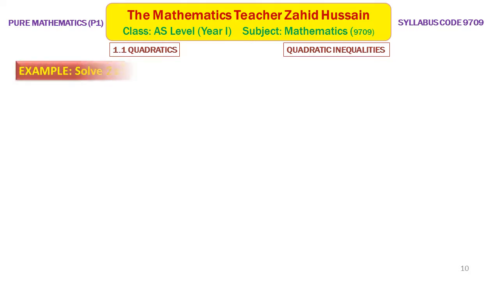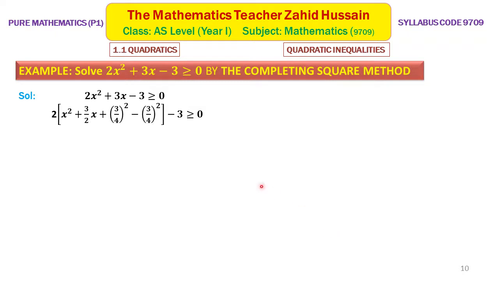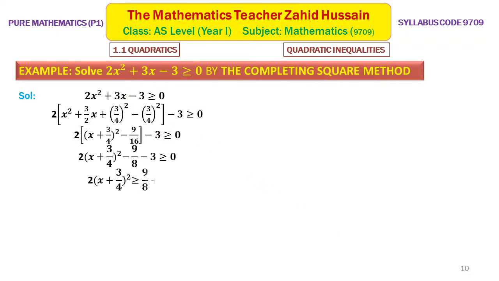Now we will solve the same question by using the completed square form. We will complete the square and write the expression in this form. Now we will solve this and we will get this simplest form.